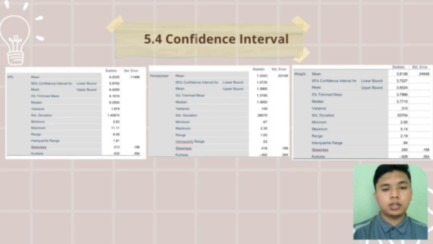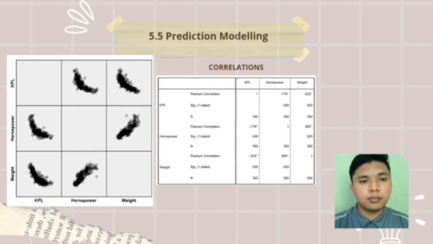Next, 5.4. The diagram shows the confidence interval for KPL, horsepower and weight. Next, 5.5, prediction modeling. The figure above shows the association between KPL, horsepower and weight. There is a high level of association between KPL and horsepower, KPL and weight, horsepower and weight. Among the independent variables, there is a high level of association between KPL and horsepower.